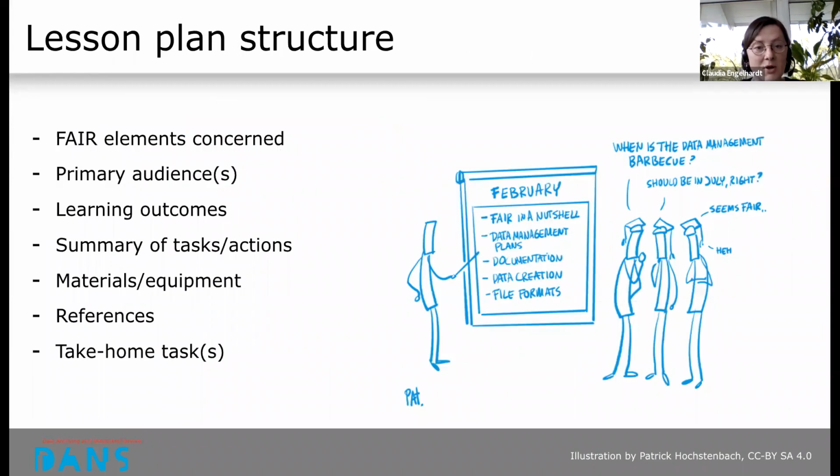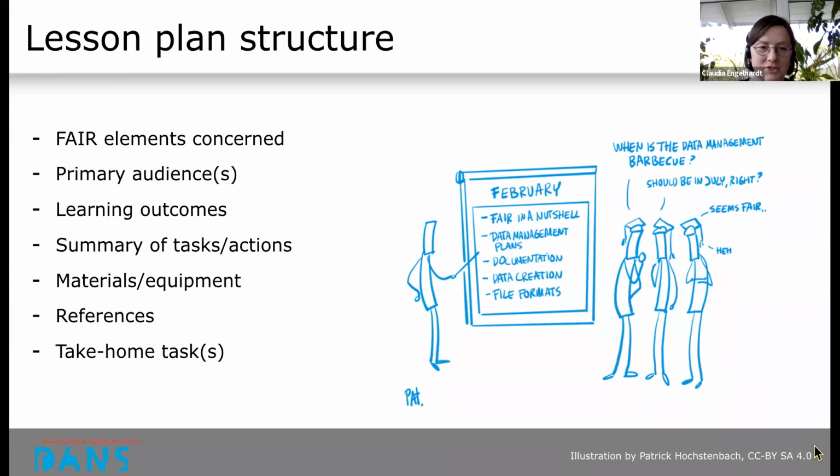The lesson plans follow a common structure. So each lesson plan tries to cover the following components. First, it mentions the FAIR elements that are concerned. It defines the primary audiences for the specific lesson plan. The learning outcomes, then there is a summary of tasks and actions that are suggested for a lesson on this topic. A list of materials and equipment which are necessary, then the references, and not every lesson plan has this, but most of them do, a take-home task.